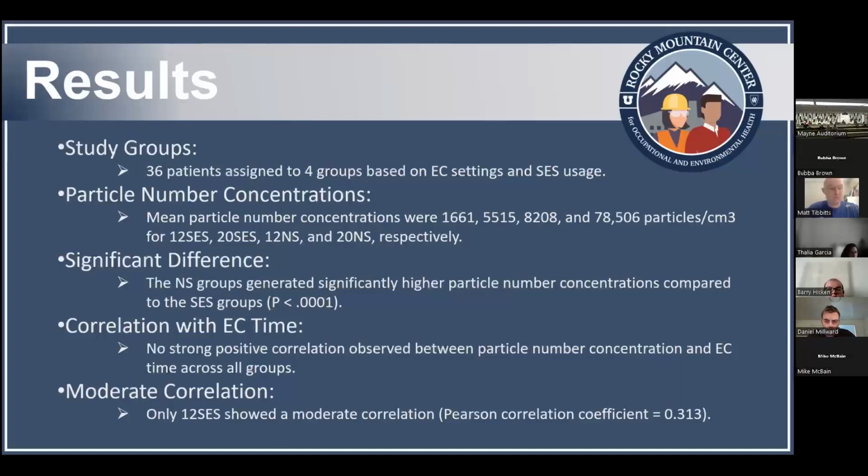I'll show you that the figures will make more sense. And they found a significant difference for the without evacuation of the surgical plume, and it was significantly higher in this group, which is 2 groups with the 2 settings. And also for the correlation with EC time, there was no strong positive correlation between the concentration, but there was some moderate correlation only in the 12 watts with evacuation system.